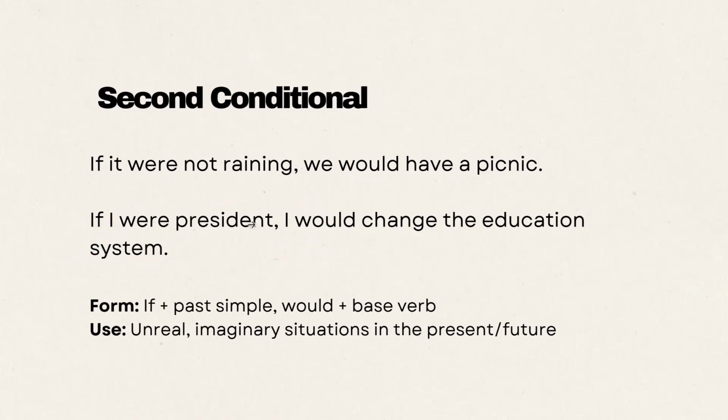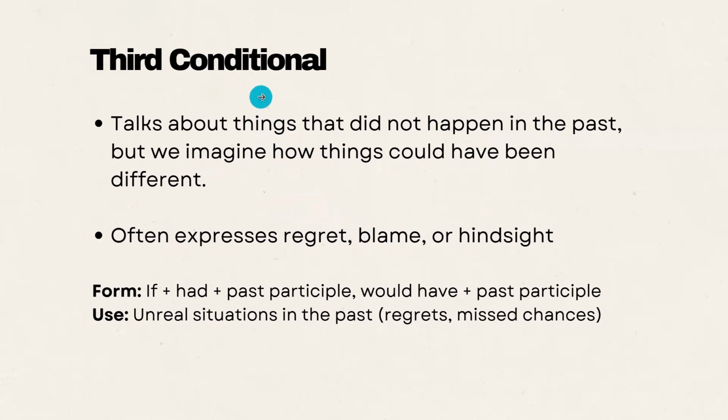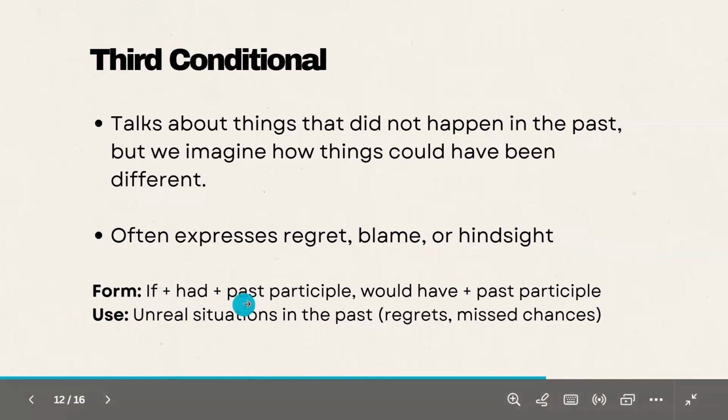Again, we use were instead of was in the second conditional to mark the sentence as unreal or imaginary. This is the subjunctive form. So the third conditional talks about things that did not happen in the past, but we imagine how things could have been different. It often expresses regret, blame, or hindsight. So the form is if plus had plus past participle, then would have plus past participle. Think of it as the grammar of regrets.